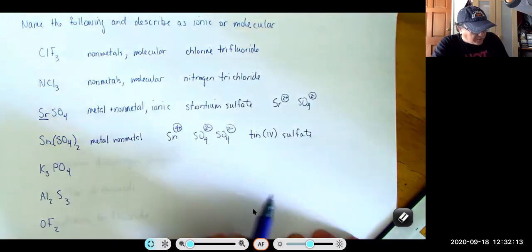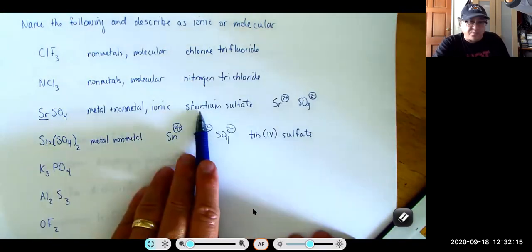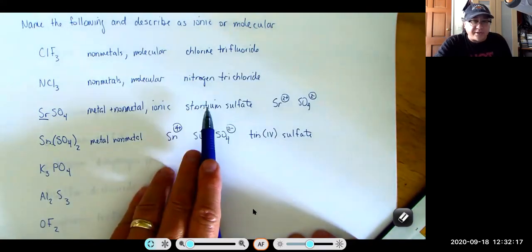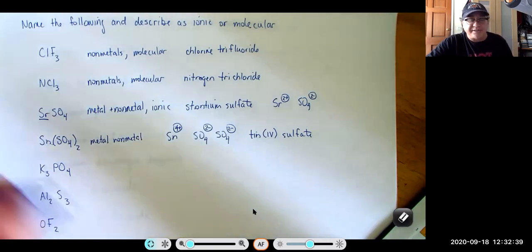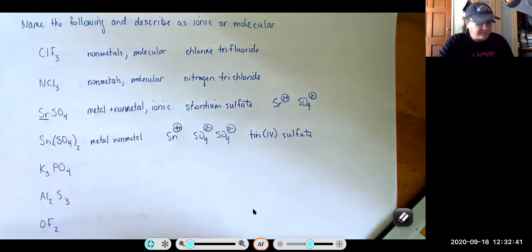So why a Roman numeral here, but not a Roman numeral here? And the answer is you do not use Roman numerals if the ion is from group 1A, 2A, 3A, zinc or silver. So when do you use a Roman numeral? All other instances for cations.